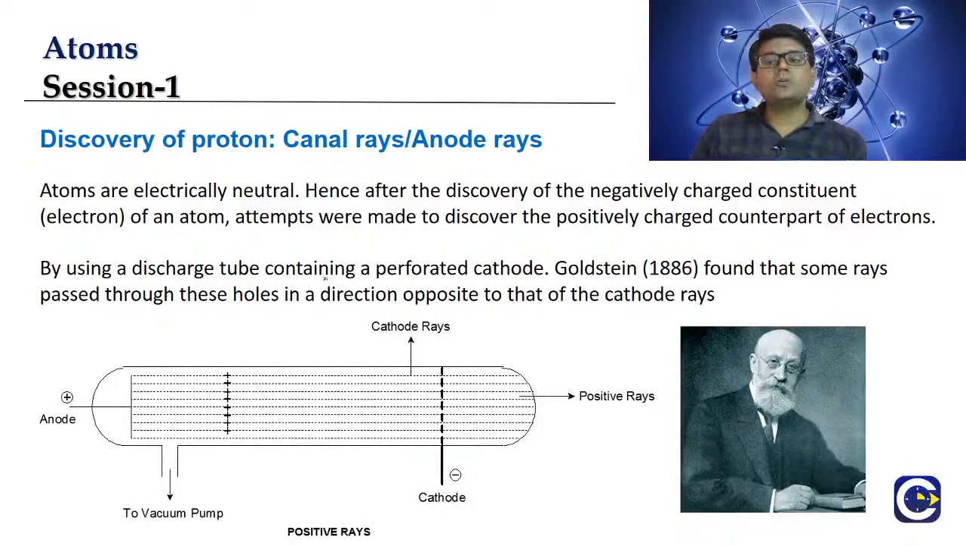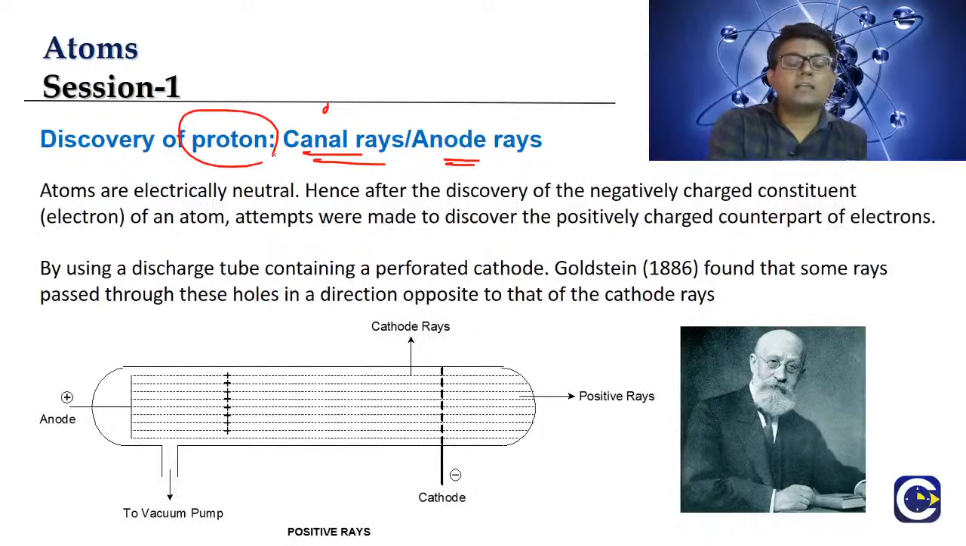Millikan's method was able to summarize the understanding of the electron, but still the question is how the positive charge exists inside the atom. The discovery of anode rays or canal rays is what led to the understanding of another subatomic particle inside the atom, called the proton. Goldstein is the scientist who has been credited with the discovery of the protons.